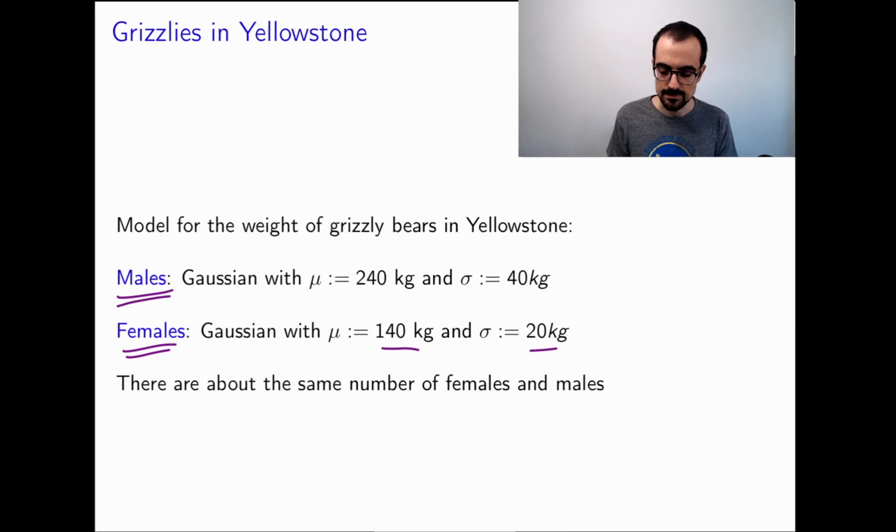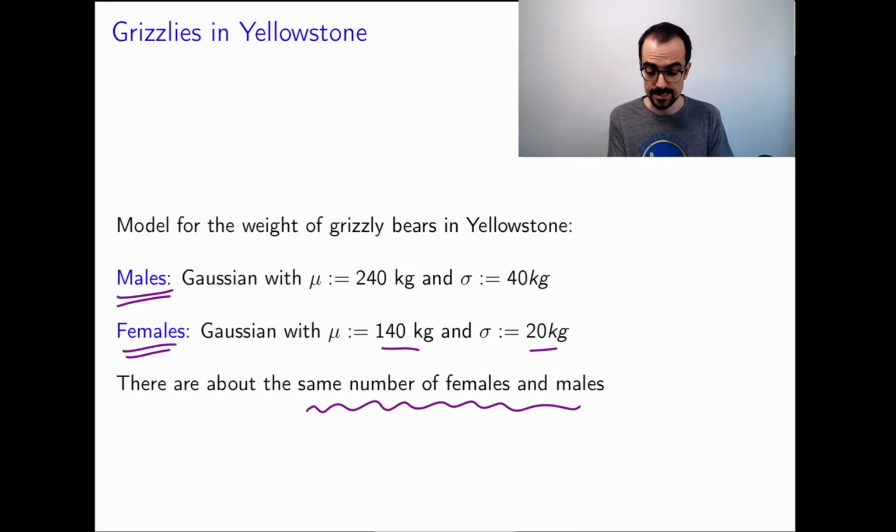And there's about the same number of females and males. This is basically telling us the marginal PMF of the sex of the grizzly bears. So there's a probability 1/2 of having a male or a female grizzly bear. Okay, so now what if with this information we want to compute what the density of weight for all grizzly bears looks like?